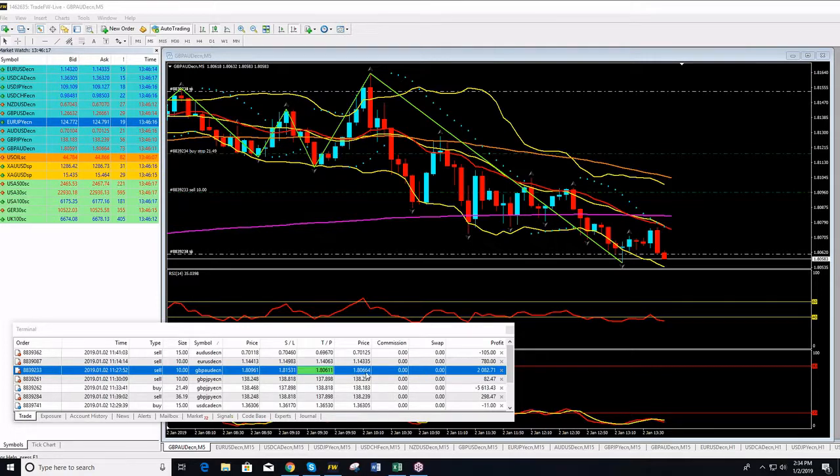Okay guys, we are just 5 pips away from the TP level of pound Aussie short position trade.